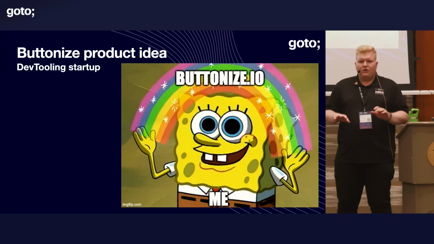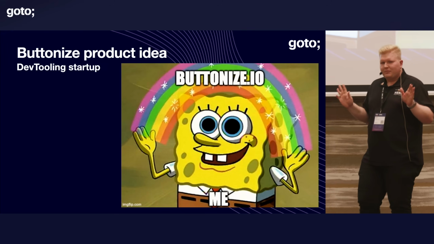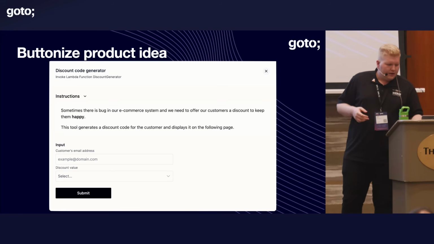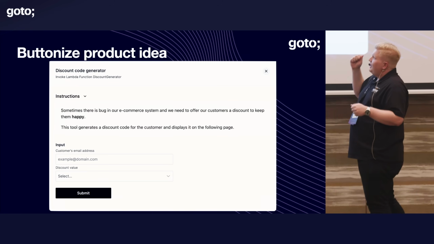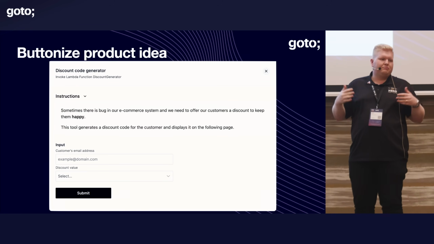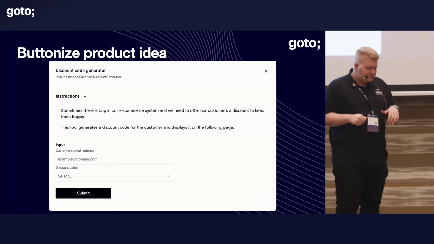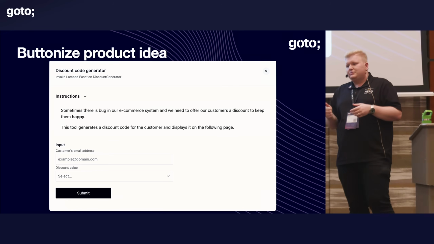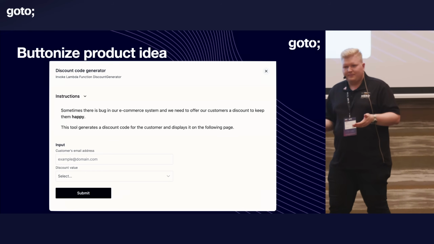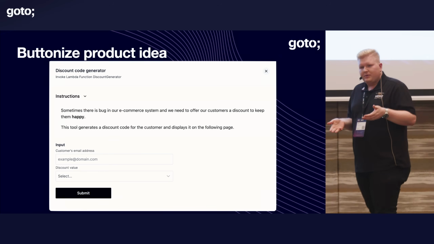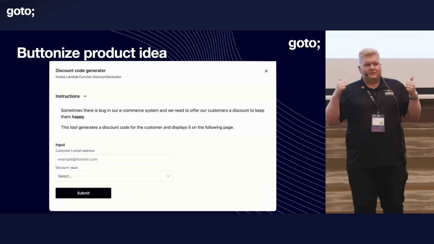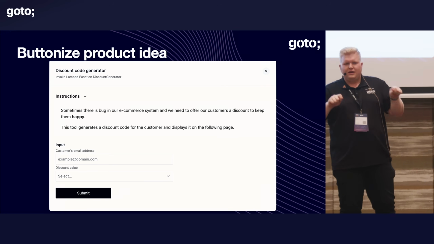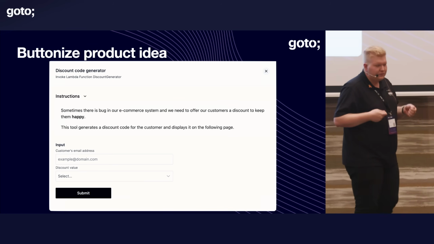So I came up with the idea of Buttonize, which was supposed to be like "Buttonize your infrastructure." The idea was that you could create this kind of app. Let's say we have an e-shop or something like that, and we have our support colleagues who are doing the customer support. When a customer complains, they want to generate a discount for them. It can be super easy for us to implement in Lambda. But then deploying your own React app or doing some drag and click solutions is not really what we developers like.